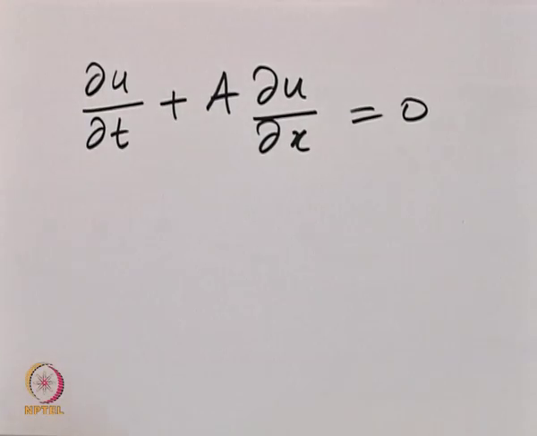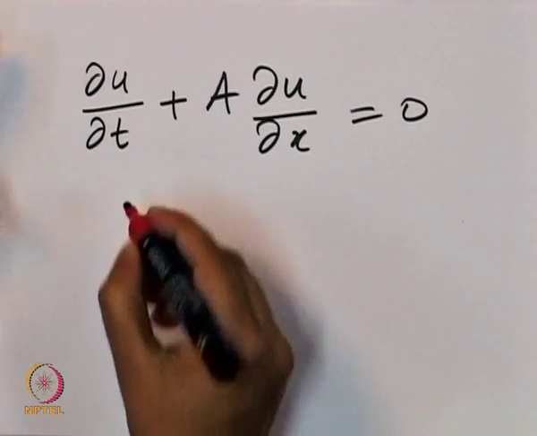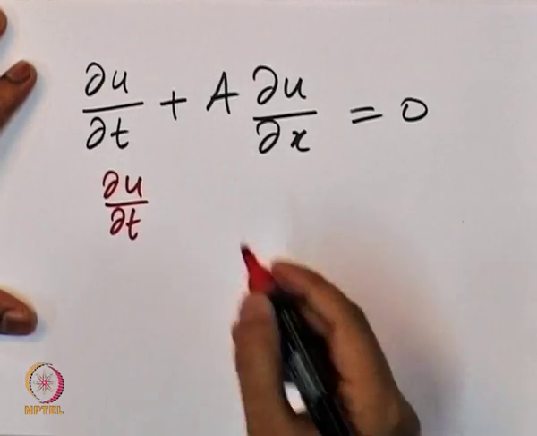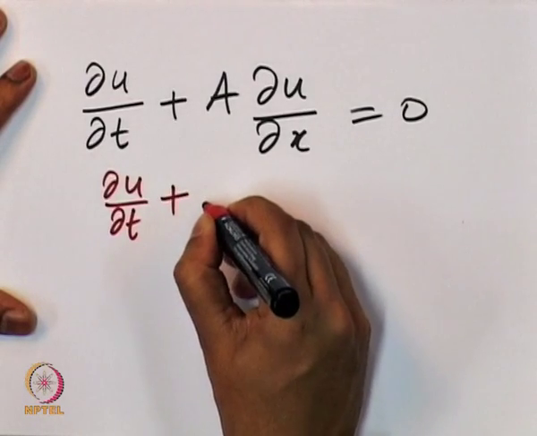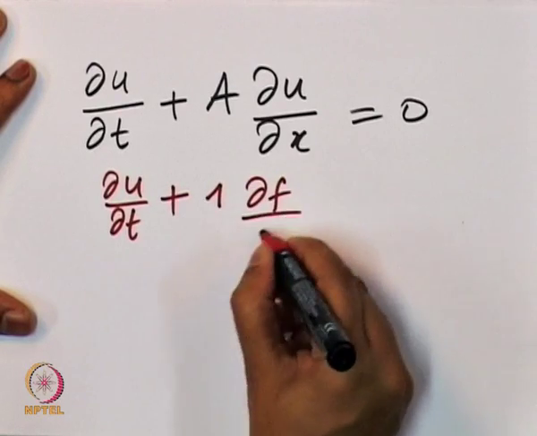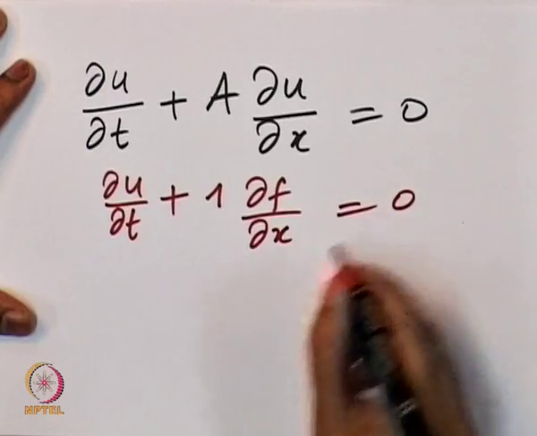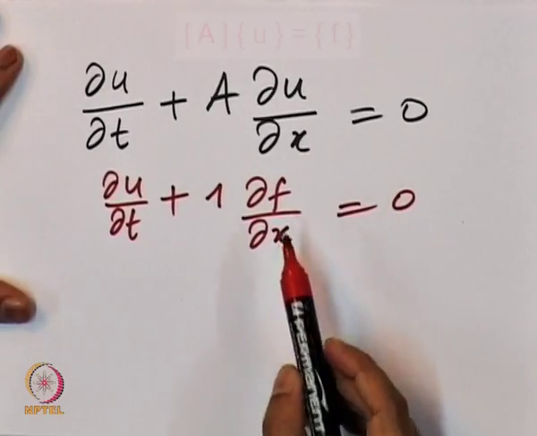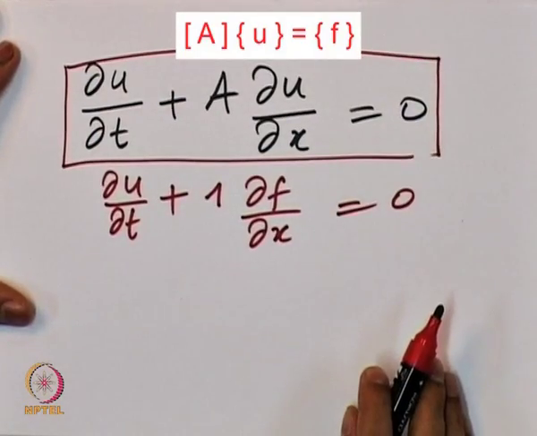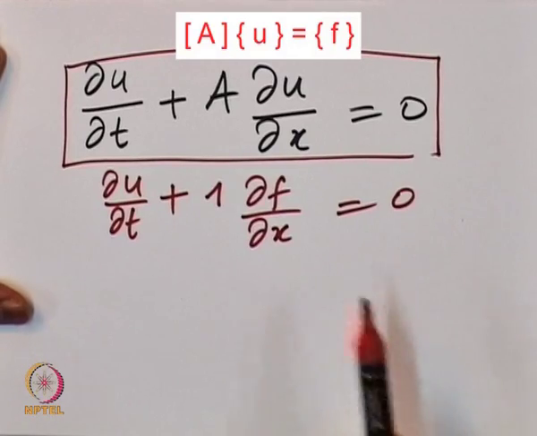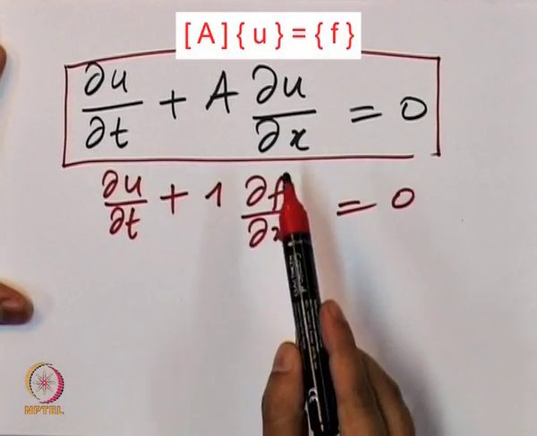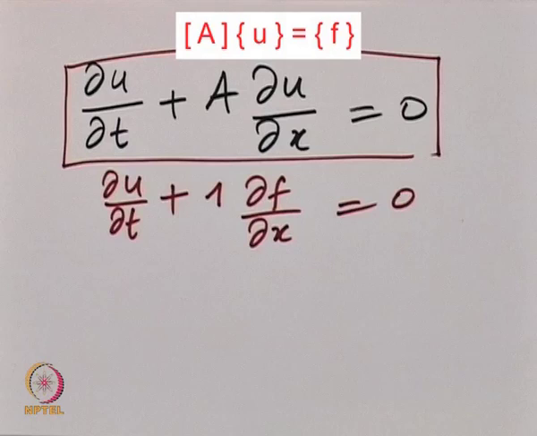Like I said, in our earlier case we had du/dt plus A, which we said is 1, times df/dx. So you can see the similarity between these two equations. We will be starting to work with this more general equation so as to give you a better understanding of what I mean by this A, what the significance of this A is, and what the significance of the entire equation is.